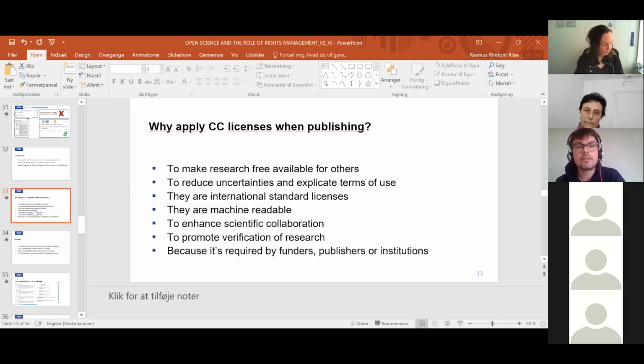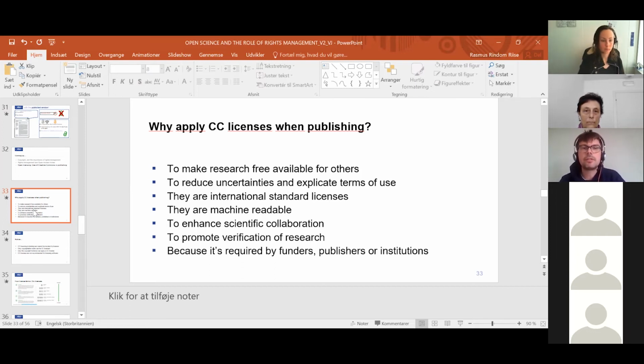There are international standard licenses, the Creative Commons licenses. There are actually a lot of publishers that like to use their own custom-made, their own bespoke licenses. And even though they can be very like the Creative Commons licenses, they're not easy to recognize, and therefore it's much better to use the Creative Commons licenses because you know ahead of the usage what the license terms imply. The licenses are machine readable.